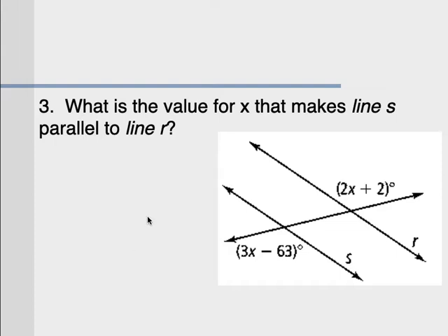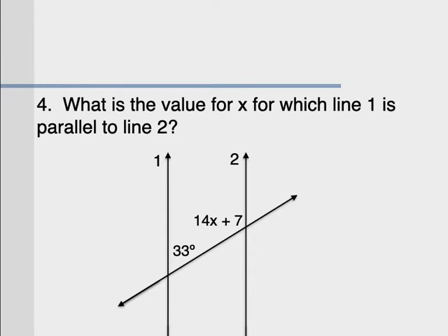You just say, well, to make these lines parallel, alternate exterior angles would have to be the same size. And then you solve for x. You can subtract 2x from both sides. If you show your work, well done. I did not do so myself this time. After you subtract 2x from both sides, then you can add 63 to both sides, and you get x equals 65. Try question 4.